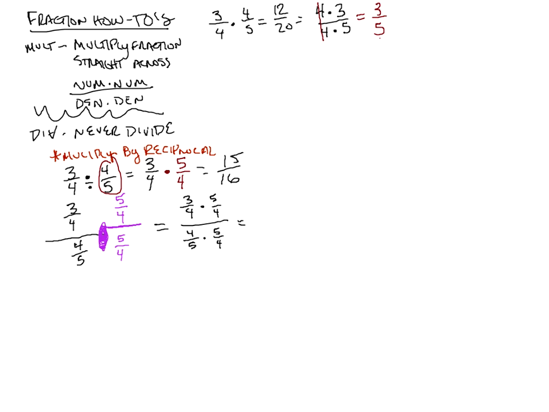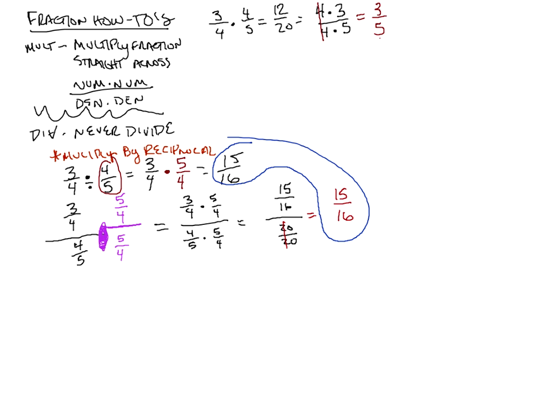Okay, so the numerator is 15/16, and the denominator is 20/20. 20/20 is just 1. That's something being divided by itself. So now you've got 15/16 divided by 1, which is just 15/16. Notice, same thing right there.